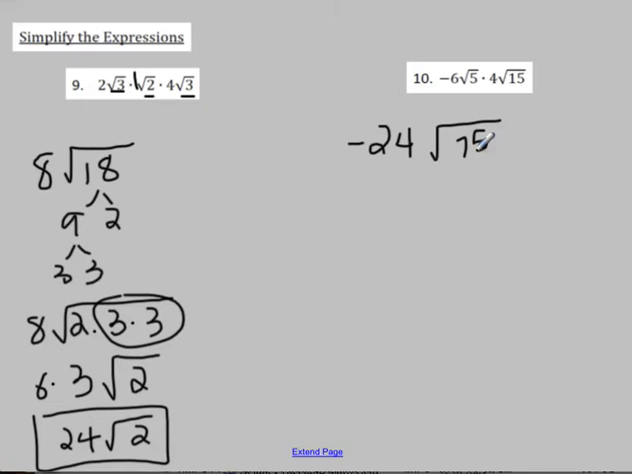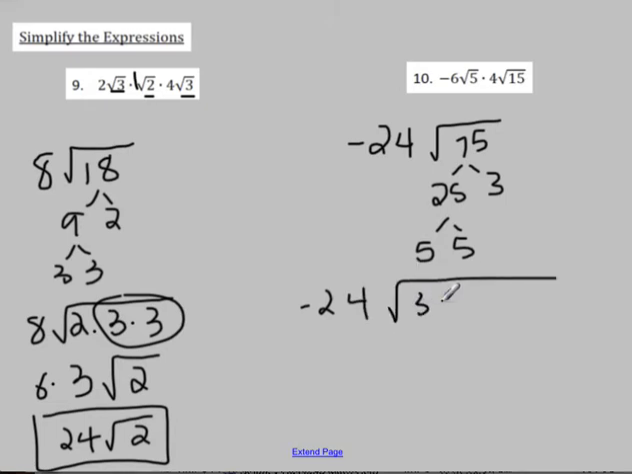So I need to break down that 75. And I know I can break it down to be 25 and 3. And that 25 I can break down to be 5 and 5. So I get negative 24 times the square root of 3 times 5 times 5. So I have a pair of 5s that I can go ahead and take out.